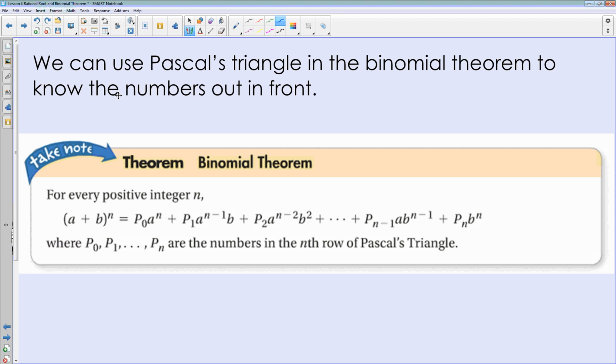But those numbers from Pascal's triangle, we can use in the binomial theorem to know the numbers out front. Okay, so for every positive integer n, a plus b to the nth equals p sub 0 a to the nth plus p sub 1 a to the n minus 1 b plus p sub 2 a to the n minus 2 b squared. So you notice that a always starts off at that highest power and then goes down by 1 until it goes to 0. And then b starts at 0 and works its way up to the n power. And the p sub 0, 1, through p sub n are the numbers from the nth row of Pascal's triangle, in order.